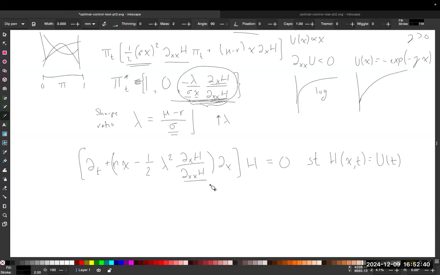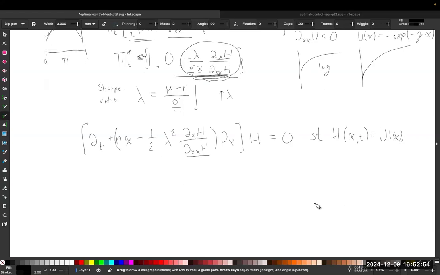So because I don't have a general, sorry, this should be UX, right? Because we don't have a general solution, we'll look at some particular forms of the utility function. Do you mean h of x at the terminal time is x? Oh, sorry. Well, this should be the terminal time. Yeah.